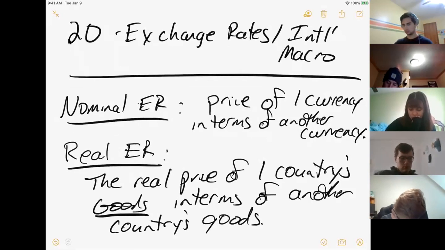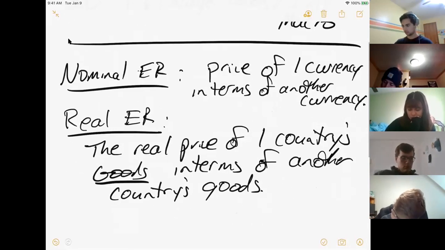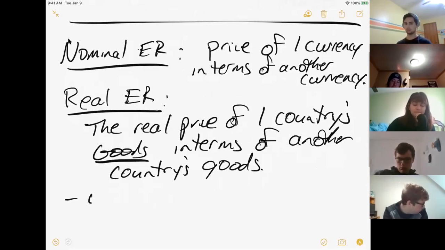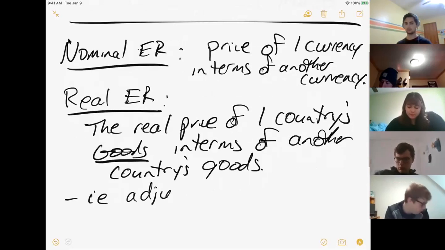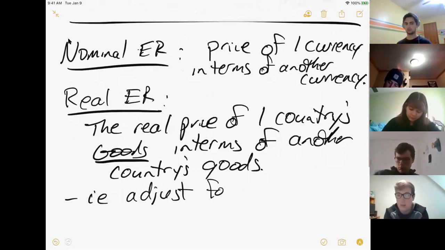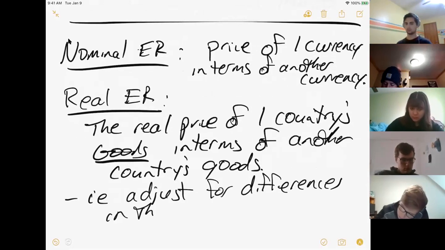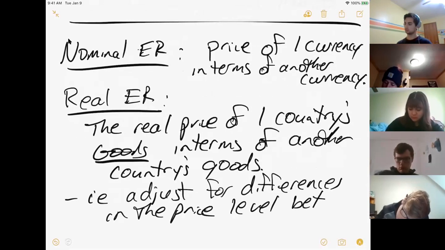So the real exchange rate doesn't think about things in terms of currencies. It thinks in terms of the real price of a country's goods. Or another way that you could think about the real exchange rate is it's the nominal exchange rate adjusted for differences in the price level between countries.